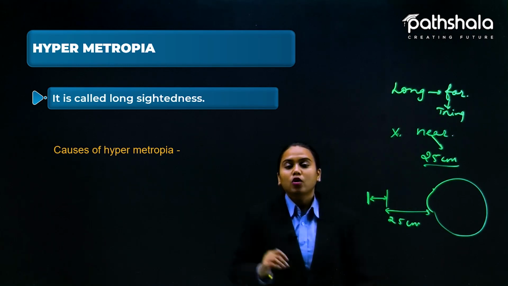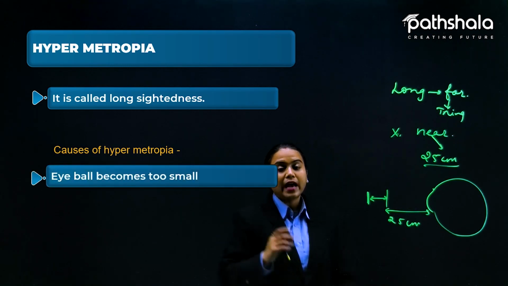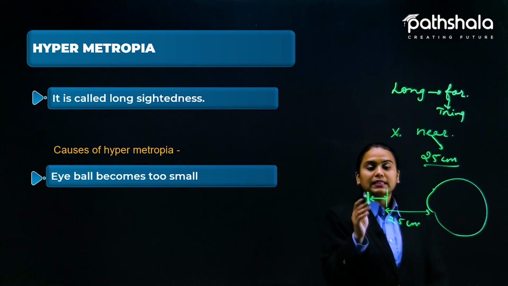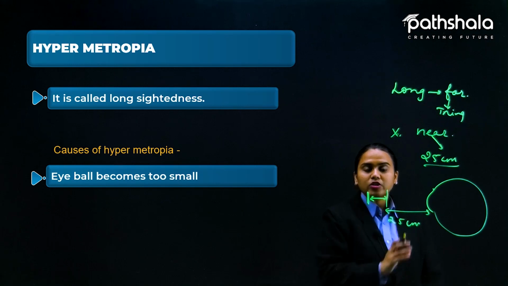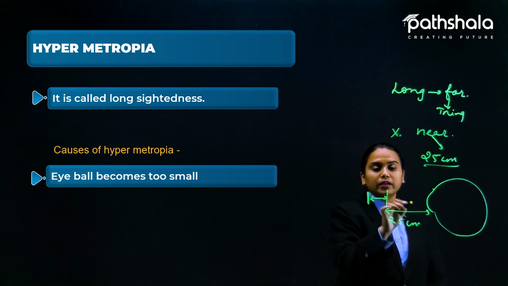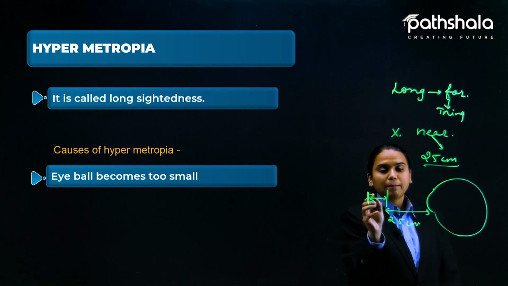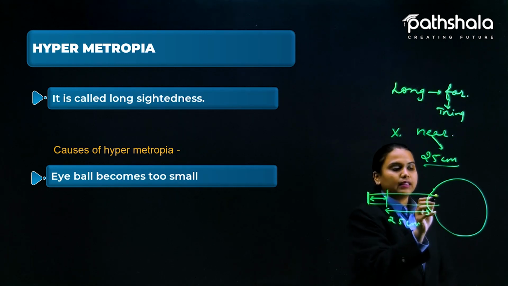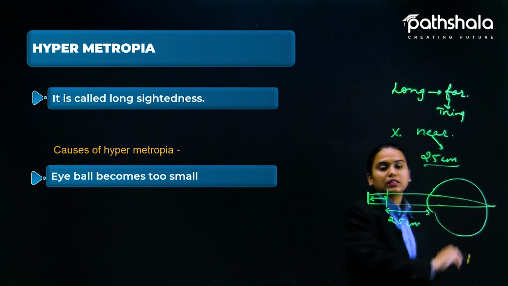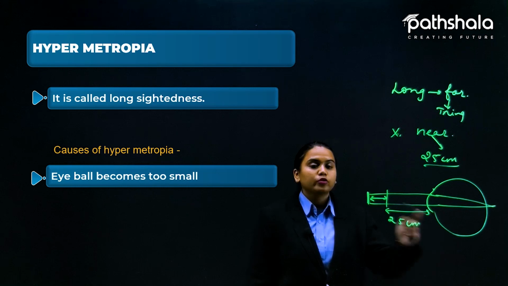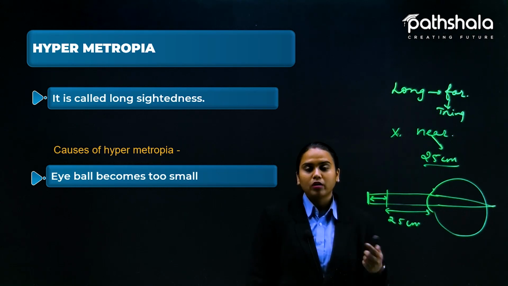Now the cause for this is that the eyeball becomes too small. What is happening? Because the near point has shifted, the light that is coming like this is going to bend and focus after the retina. They are making the focus after the retina, so again it is going to be blurred for them.